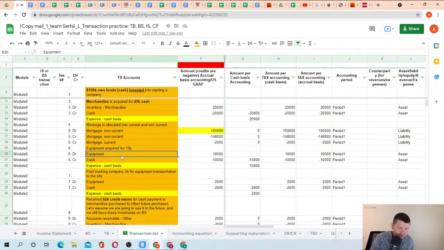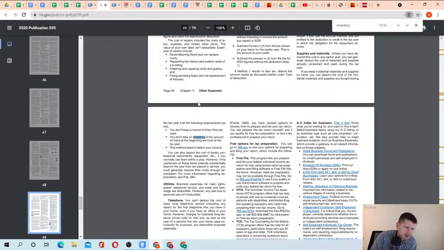Equipment purchase. For equipment purchase, in accrual basis of accounting, we capitalize the equipment purchased. Under the cash basis, we expense the equipment purchase. For the taxation, we generally capitalize the equipment purchased. And let's see what our guidance has to say about that. Let's go here, publication 535.